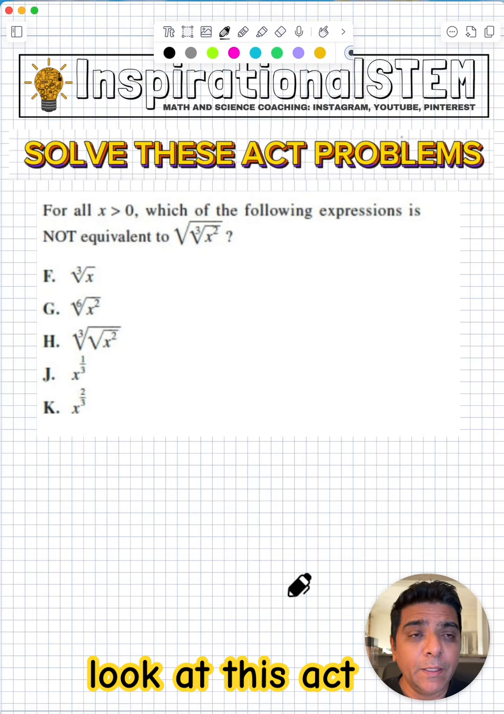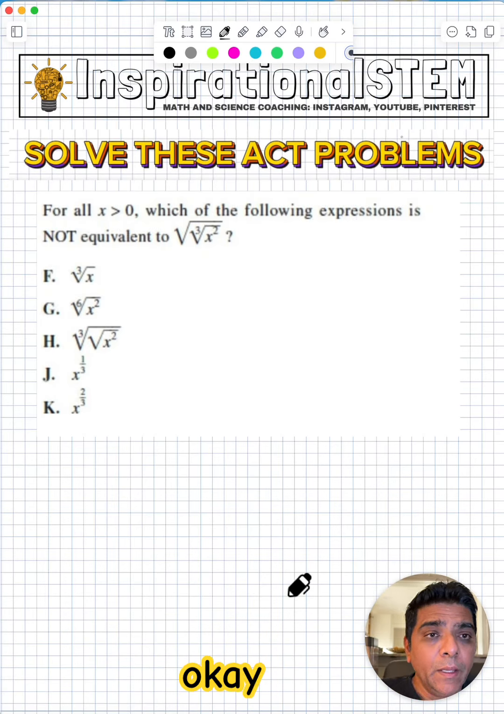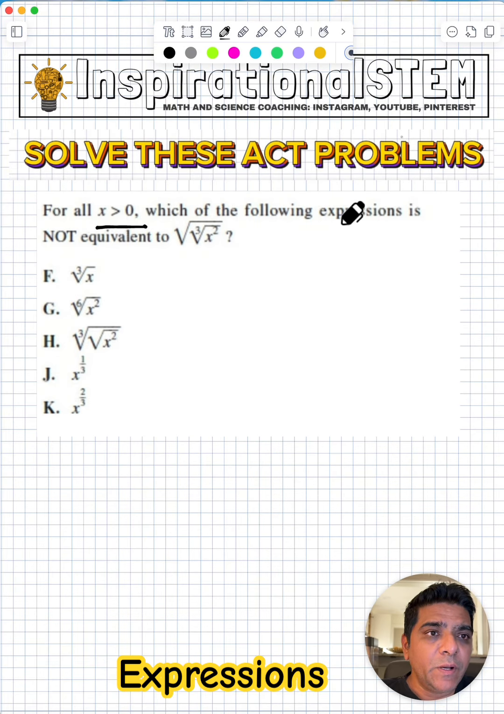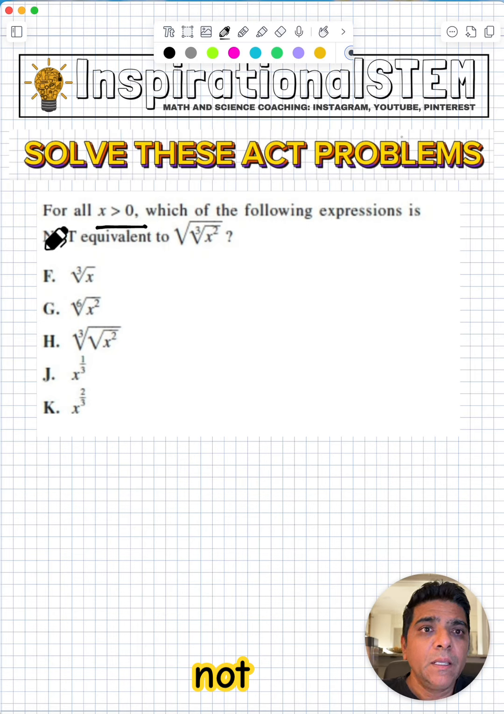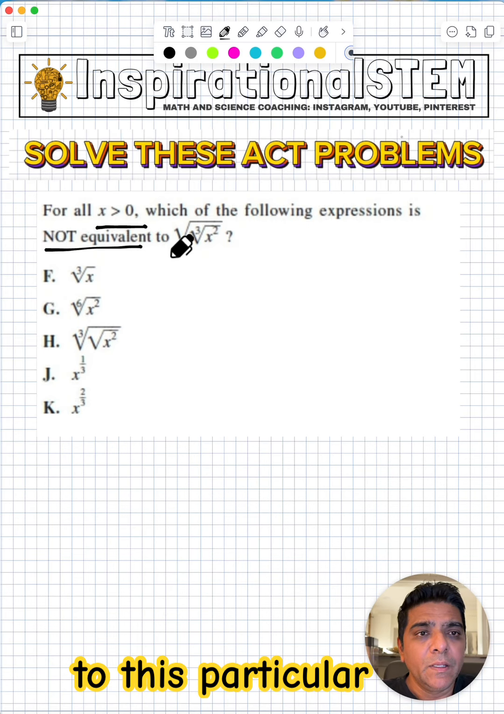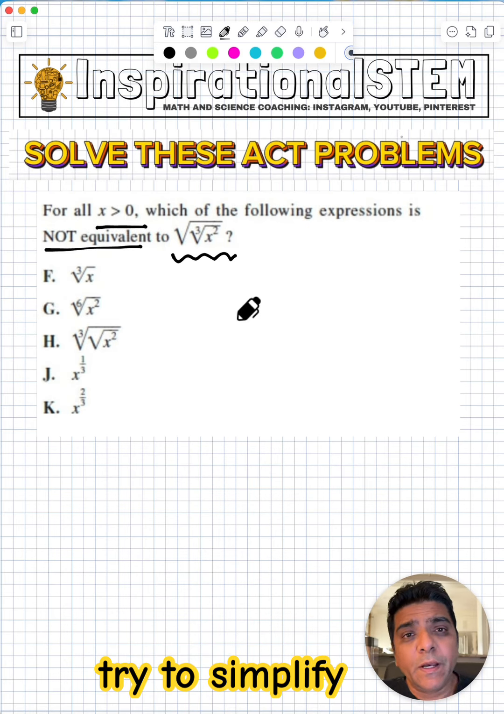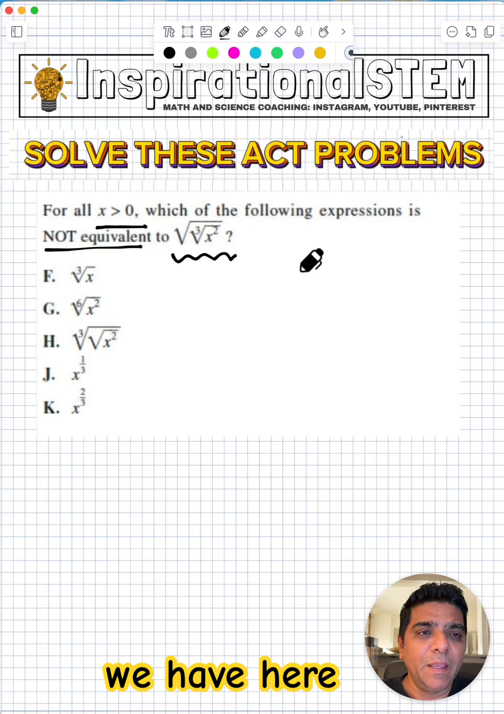Let's go ahead and take a look at this ACT problem. Okay, so we have, for all x greater than 0, which of the following expressions is not equivalent to this particular exponent that we have? Okay, so let's go ahead and first try to simplify that exponent that we have here.